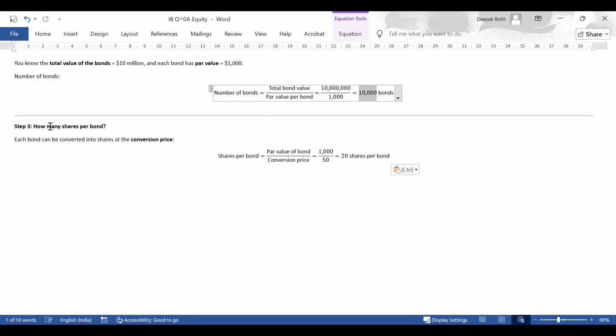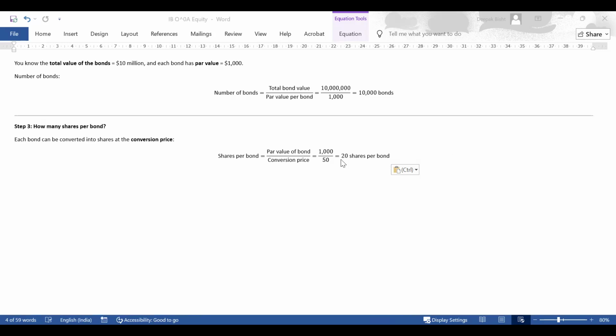And how many shares per bond? We can calculate 20 shares per bond by dividing by 50. The conversion price is 50, and we have 1,000 per par value. So we have 20 shares per bond. So this is how we calculate the 20 shares per bond.